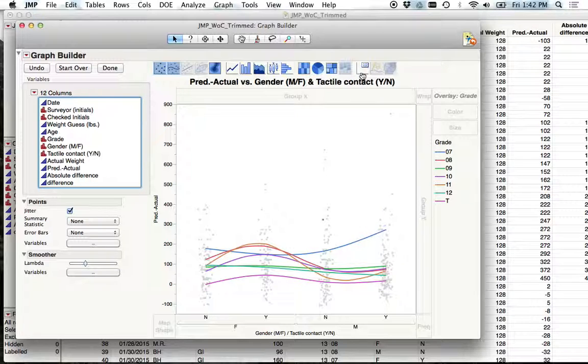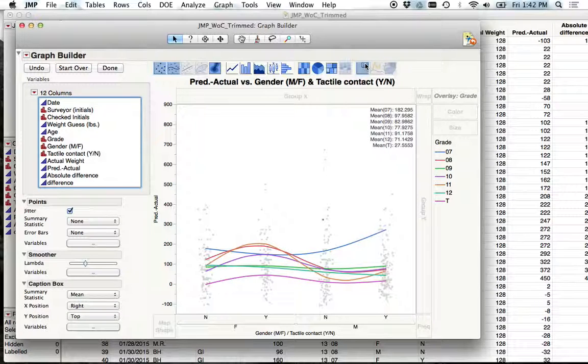Here's what you can also do. Let's put in, see this caption box up here? Do you guys have that one? It says caption box. It's this little box thing. Let's hit that. Cool, huh? So now it's giving you all the means. Actually, you know what? Let's change that to medians. So here, median. There we go. So you can see the teachers were only off by 2.